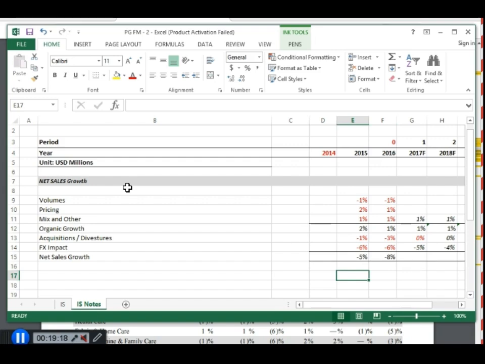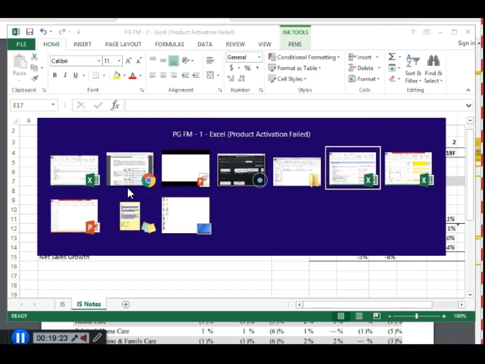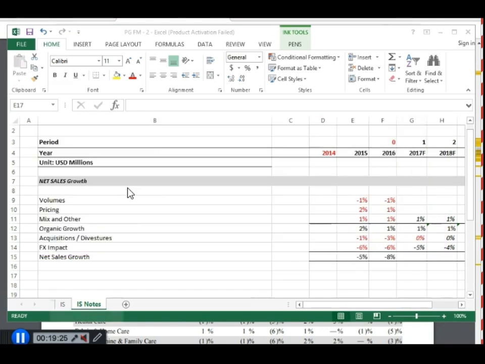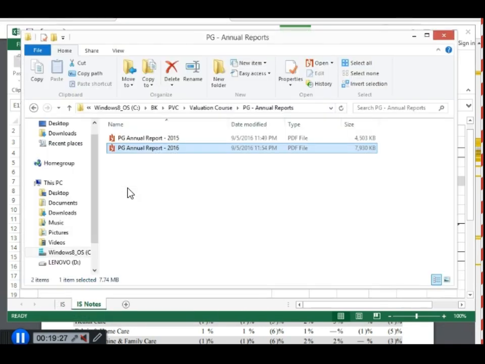So that means now I need to have the split of regions. And how do I have the split? I have it through annual reports, which we just fetched.